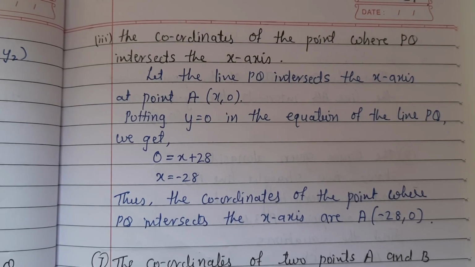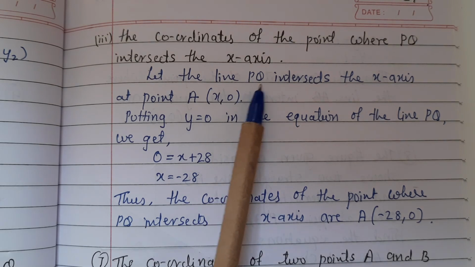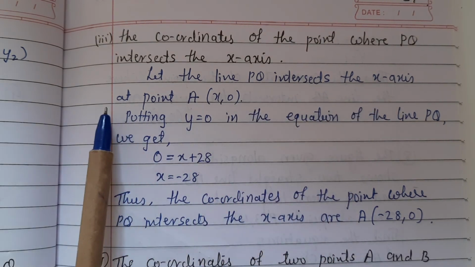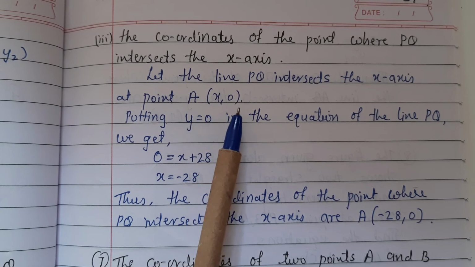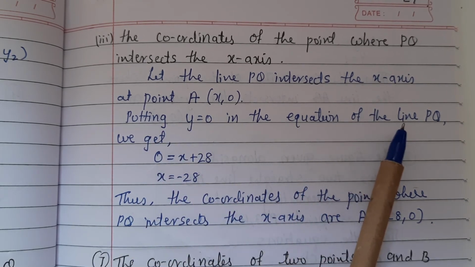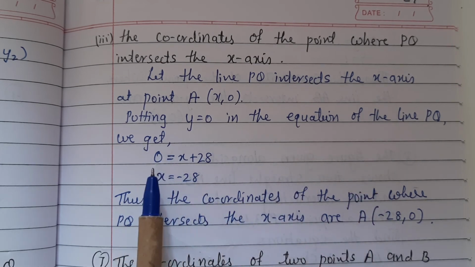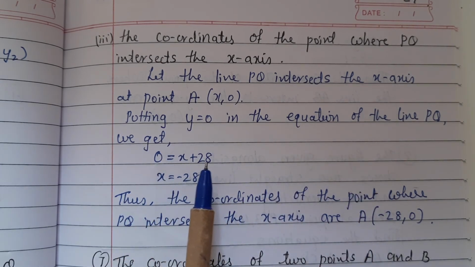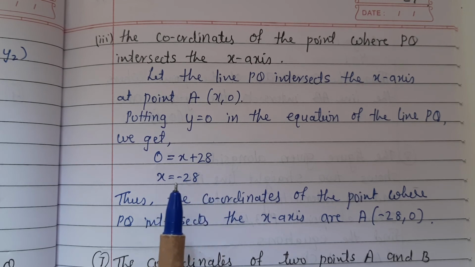Third part, the coordinates of points where PQ intersects the x-axis. Let the line PQ intersect the x-axis at point A, x, 0. Putting y equal to 0 in the equation of the line PQ, we get 0 equal to x plus 28, x equal to minus 28. Thus, the coordinates of point where PQ intersects the x-axis are A minus 28, 0.